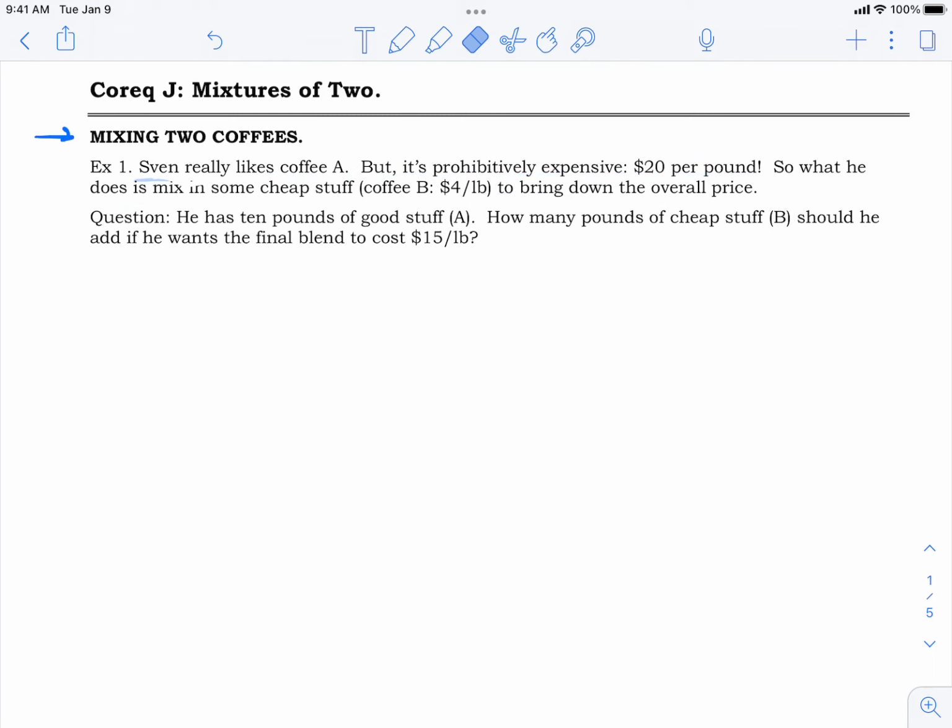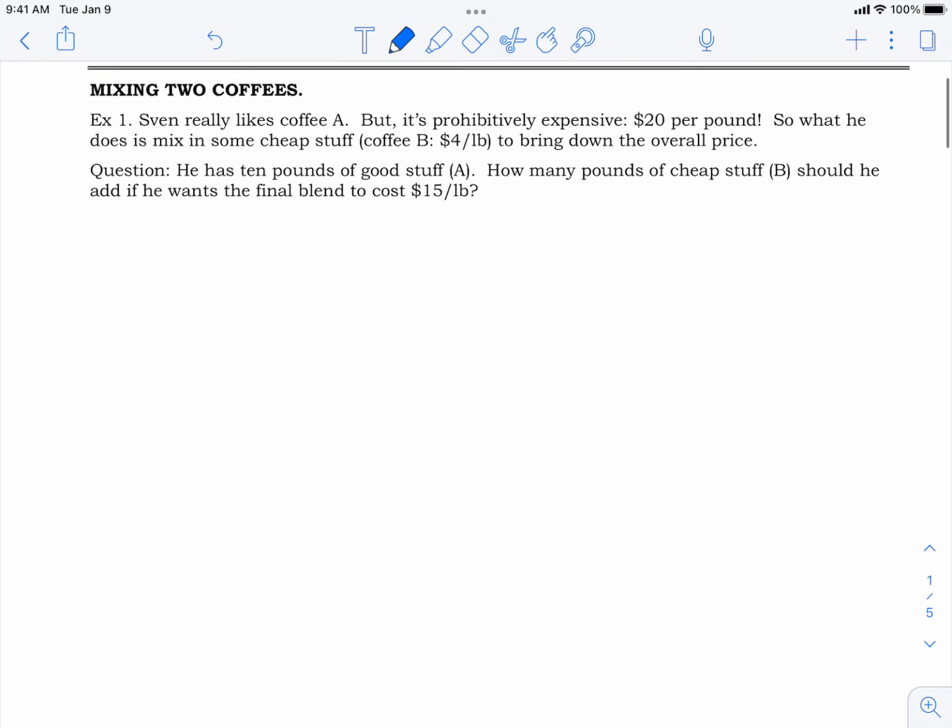That's the scenario here. So here's a math problem we have. Let's say Sven here has 10 pounds of his good stuff, and he wants to dilute it a little bit. He wants to add some of the cheap stuff, bring the cost down. So how much cheap stuff? That's the question. How many pounds of the cheap stuff? He wants the final blend to be not $20 a pound, but he could accept $15 a pound. How much of the cheap stuff does he need to add here? Okay, so I hope you agree that's a real kind of a problem to have there.